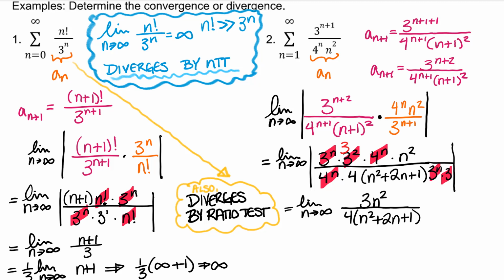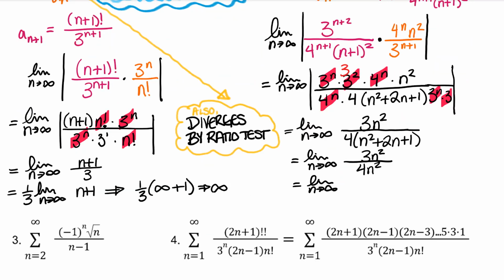Again, the absolute value is really just to eliminate the alternator in an alternating series. So because n is approaching positive infinity, we can take away the absolute value. We really only need to consider terms of highest degree in the numerator and the denominator. So 3n squared over 4n squared. This reduces to 3 over 4.